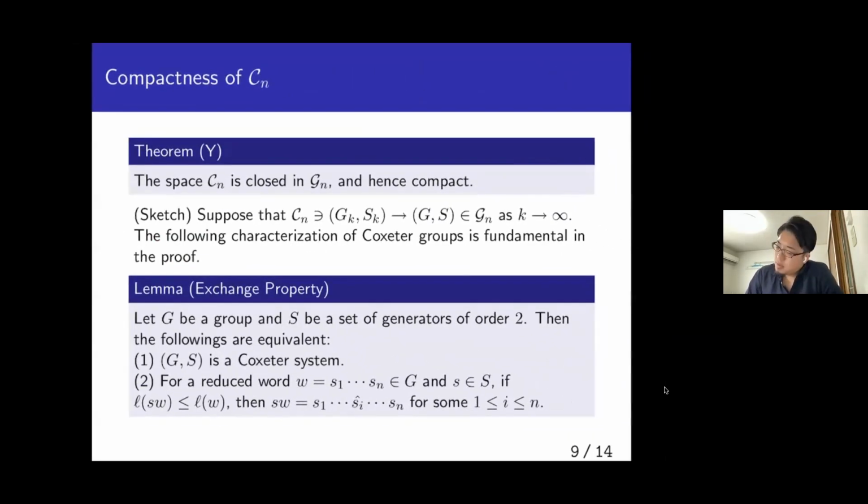Since Grigorchuk showed that G_n is compact, it is enough to show that the space C_n is closed in G_n. Suppose that a sequence of Coxeter systems (G_K, S_K) converges to some marked group (G, S). Here, this means that G is a finitely generated group, and S is a finite generating set of G.